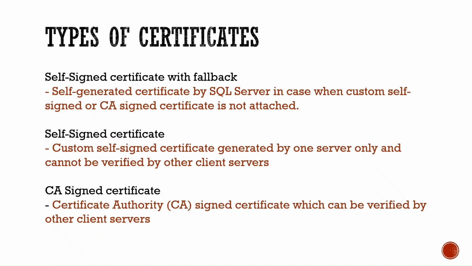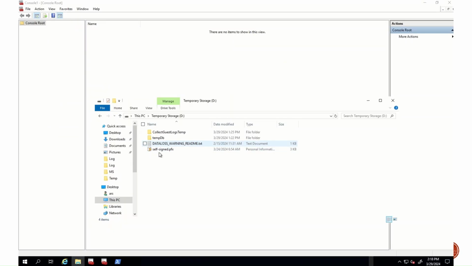Last one is the CA-signed certificate. This certificate cannot be generated by you, but by a certificate authority. Every company has their own Windows or certificate team, as far as I know, who generates these certificates by contacting the certificate authority. So if you want to generate this certificate, contact your Windows or certificate team in your company. For this demo, I cannot get this kind of certificate.